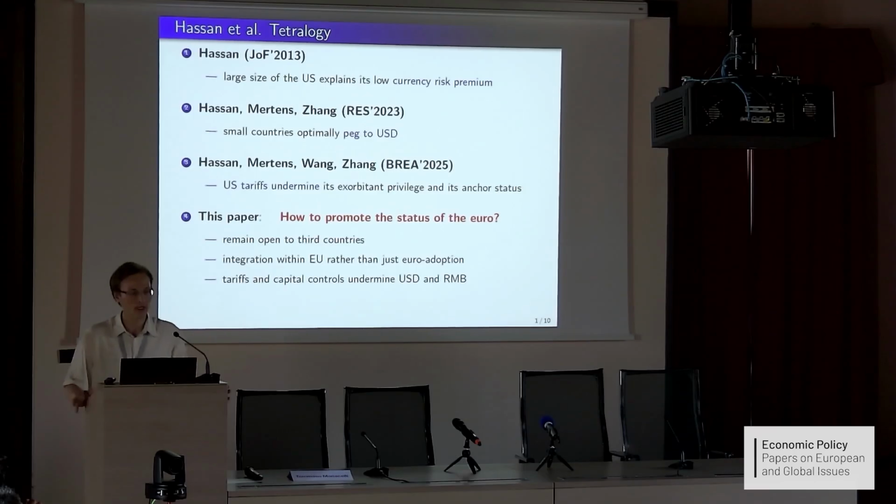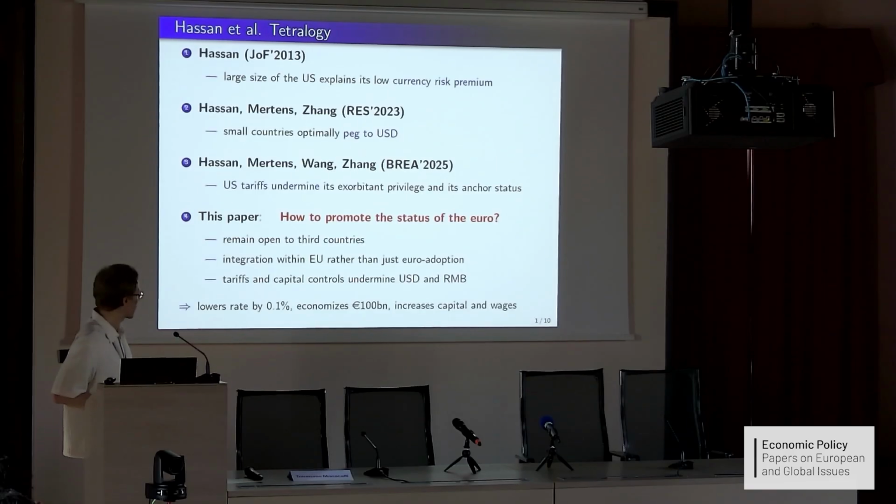So what are the practical recommendations for policymakers? First of all, the Eurozone needs to stay open to third countries. It needs to integrate more, and it's not just adopting the euro, but also making fundamental shocks more aligned across countries. And finally, it needs luck, an exogenous shock which it can't really control: that China keeps its capital controls and the US imposes tariffs, and as a result, both the US dollar and the renminbi cannot play this role. And in the end, this is the main quantitative result.